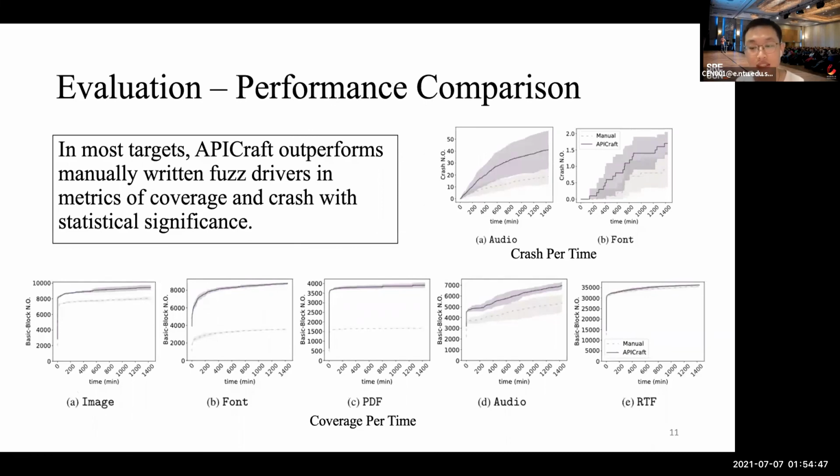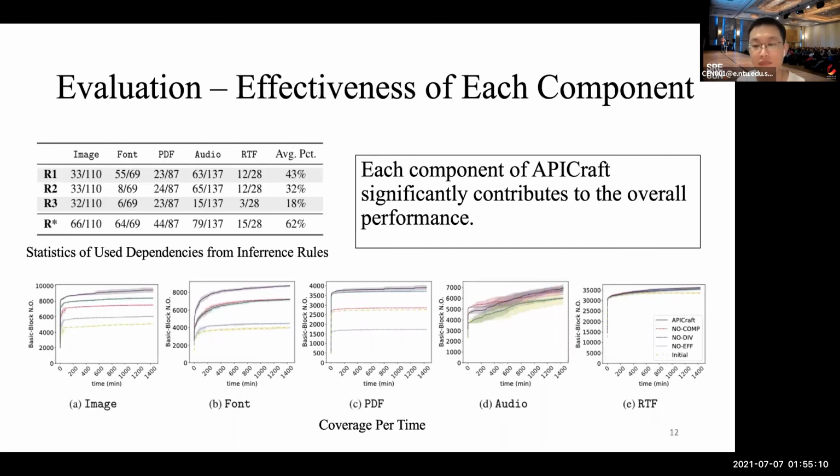Well, we also conduct repeated 24-hour fuzz testing experiments to compare APICraft generated fuzz drivers with its manually written counterparts. The results show that in most targets, APICraft outperforms manually written fuzz drivers in both coverage and crash with statistical significance. And we also analyze the effectiveness of APICraft's each component. The result shows that each component significantly contributes to the overall performance.